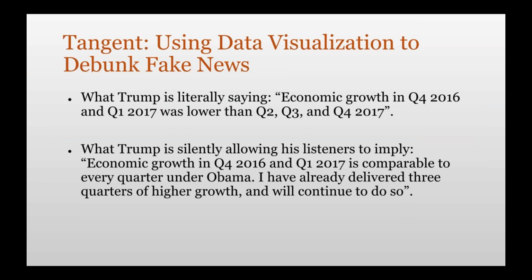So just really parsing what Trump is literally saying. He's saying economic growth in Q4 2016 and Q1 2017 was lower than Q2, 3, and 4 of 2017. But what Trump is also doing is allowing his listeners to imply things. He's allowing his listeners to imply that economic growth in Q4 2016 and Q1 2017 is comparable to every quarter under Obama. Trump has already delivered 3 quarters of higher growth and will continue to do so.